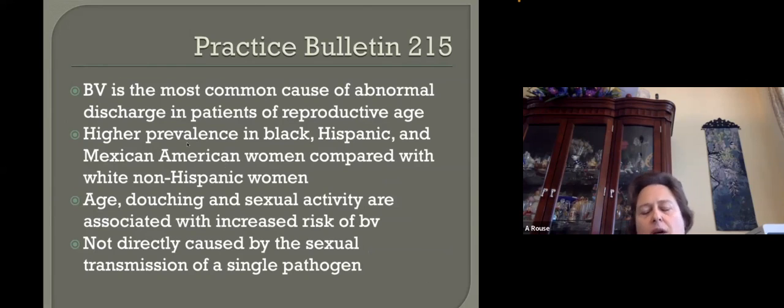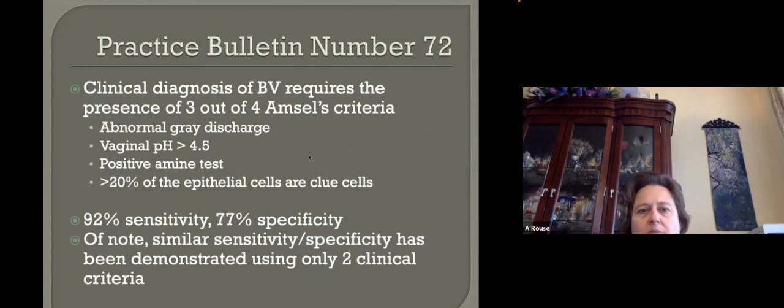When you look at how it's distributed amongst our patient population, it's more common in our African-American, Hispanic, and Mexican-American women compared to Caucasian or non-Hispanic women. Things that may change your pH or adjust the balance of your flora would be patient age, so are they premenarchal, reproductive age, or postmenopausal, whether they're douching or not, how often they're sexually active, and whether they're using condoms with spermicides, which may also change pH. And it is not considered to be sexually transmissible, at least not of any one pathogen for this diagnosis.